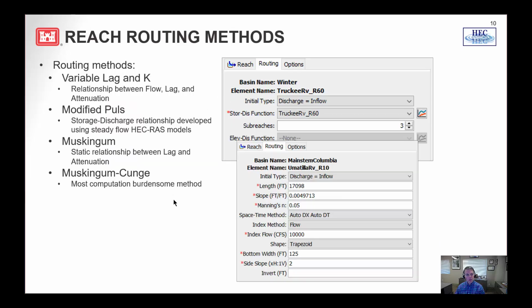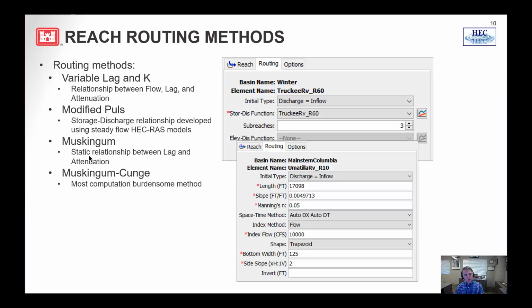All right, moving to the reach routing methods. More than likely, you do not have to modify these parameters when creating a forecast and calibrating the model. These are the typical methods that most SWMS models use. You have the variable lag and K, modified Puls, Muskingum, and Muskingum-Cunge.